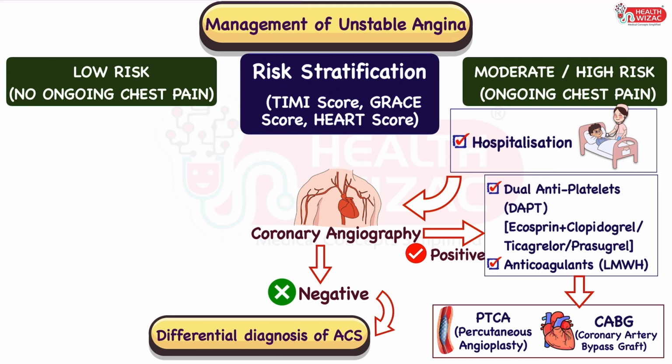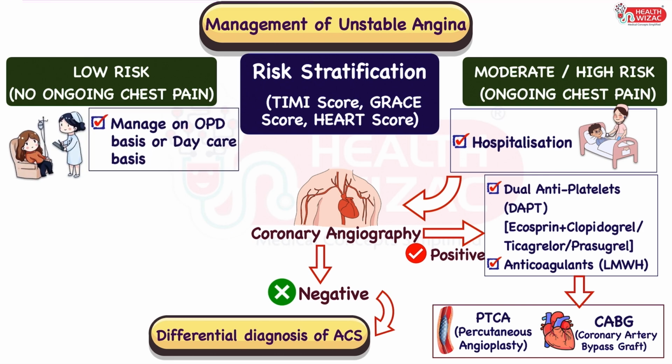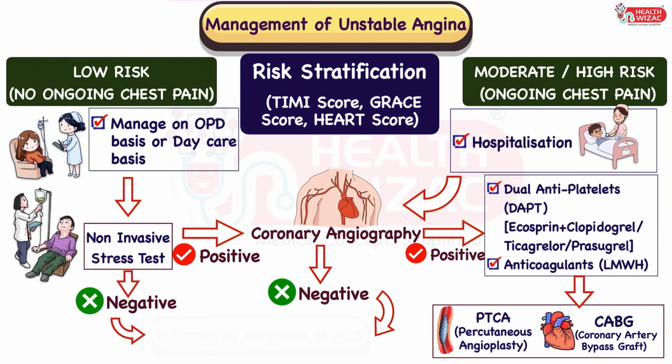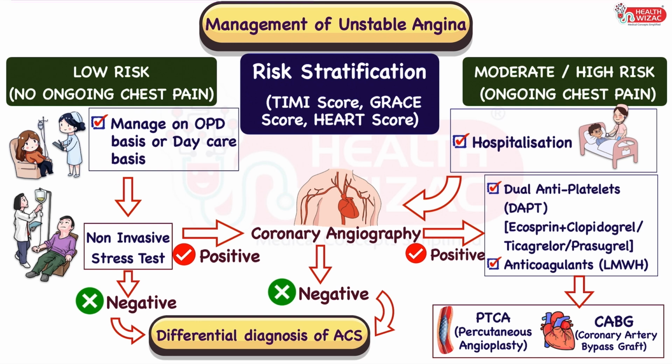Patients with low risk and no ongoing chest pain can be managed on OPD basis or daycare basis, followed by non-invasive stress test. If stress test is positive, then patient is advised coronary angiography. If CAG comes positive, then patient is started on dual antiplatelet therapy along with anticoagulants, that is LMWH, followed by PTCA or CABG. If CAG or stress test comes negative, then other differential diagnosis of ACS are considered.